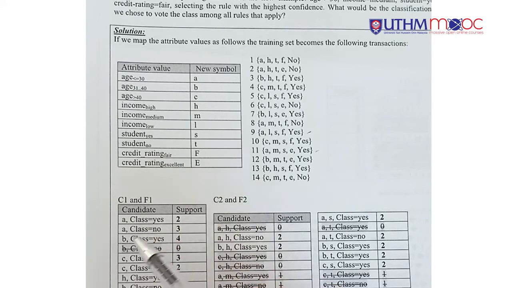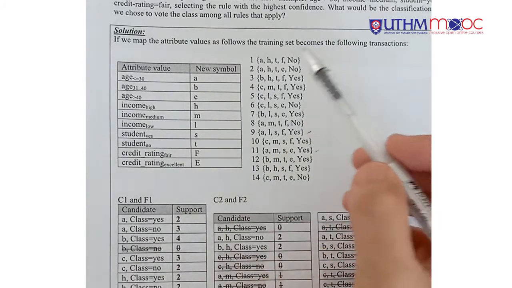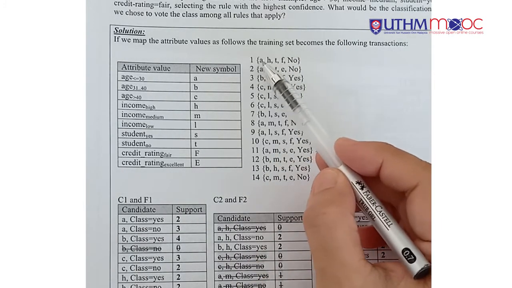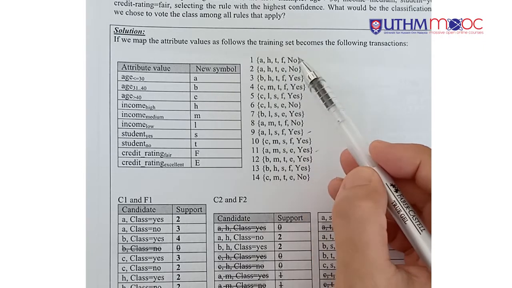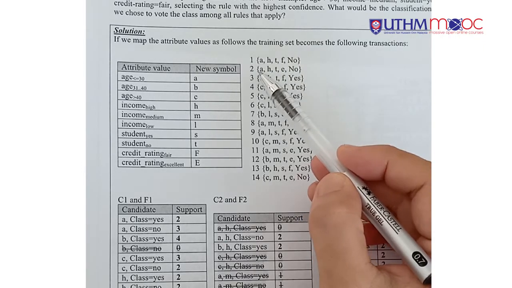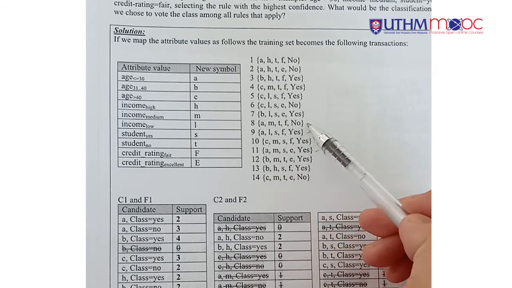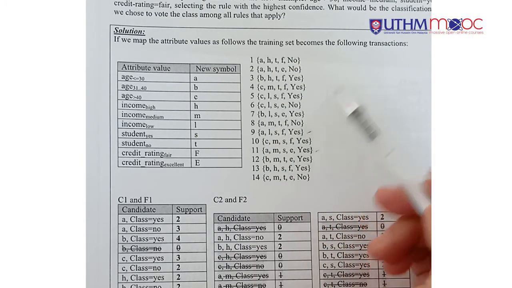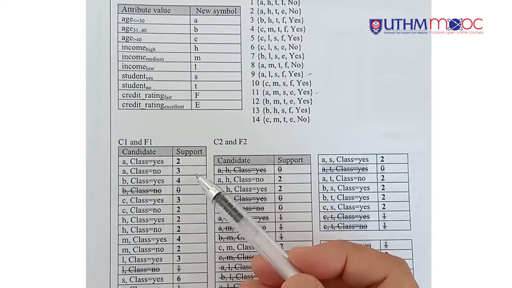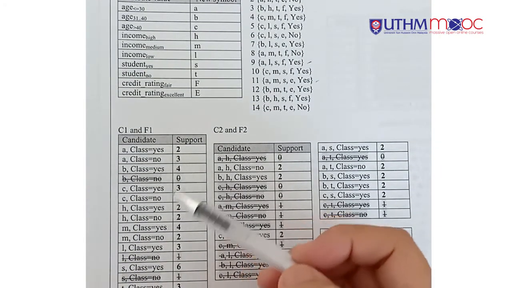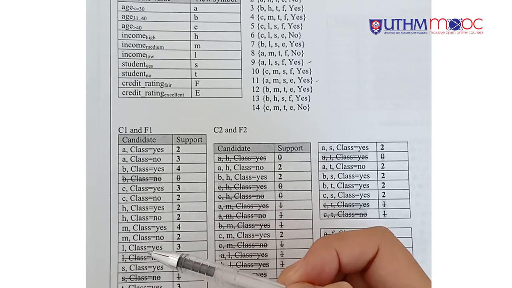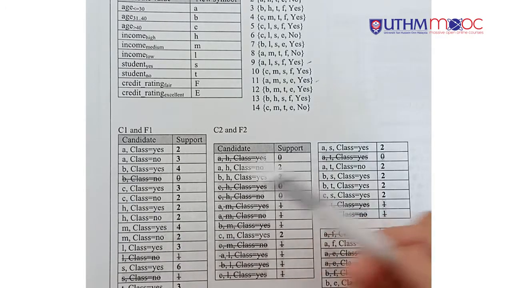Now we will do the same with class no. So we have 1 here, item A that leads to no. We have item A leads to no, that's 2. This is 3, item A leads to no. Yeah, that's all. So we have support 3. Okay, so we continue on finding the support for all the items.